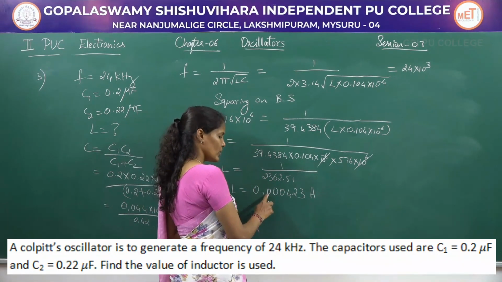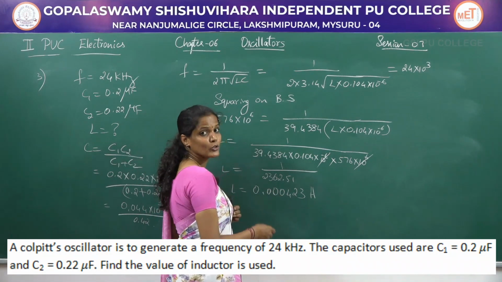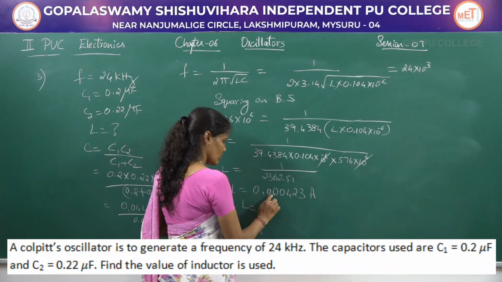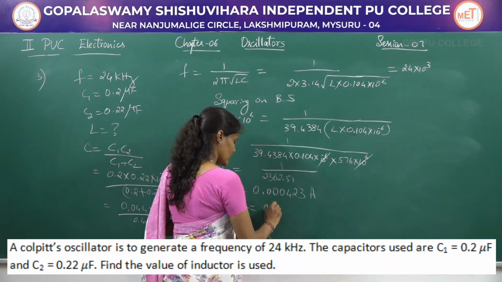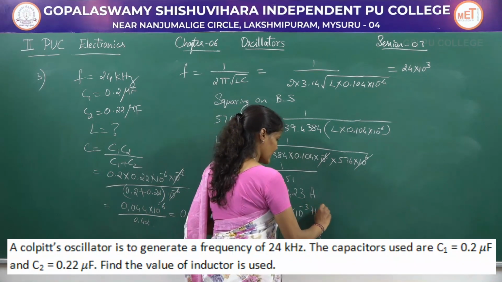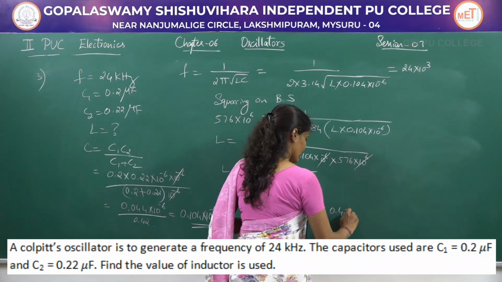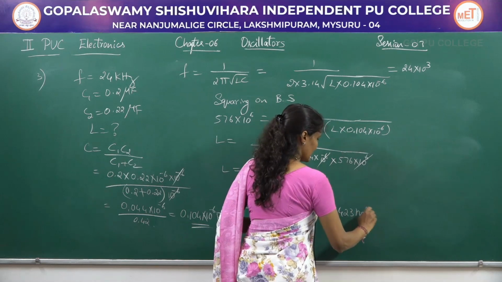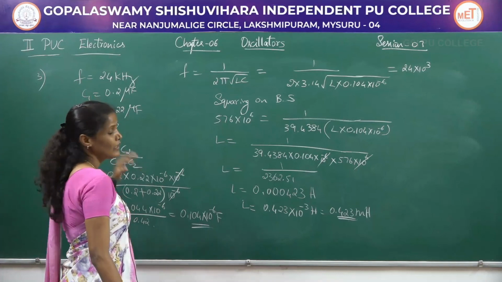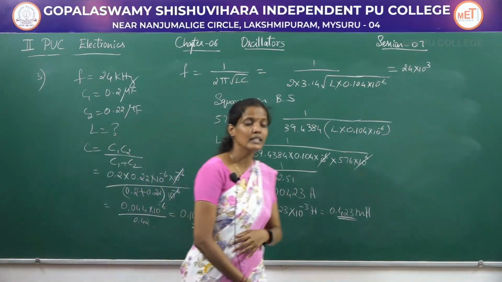So what we have to do? We have to shift the point towards the right by 3 places. So L is equal to 0.423 into 10 to the power of minus 3 Henry, or 0.423 millihenry. So this is the final answer for the inductance for the given value of frequency and capacitors of the Colpitts oscillator.